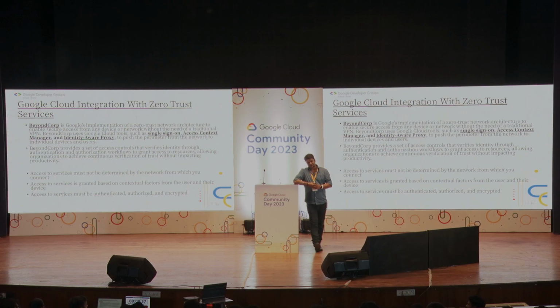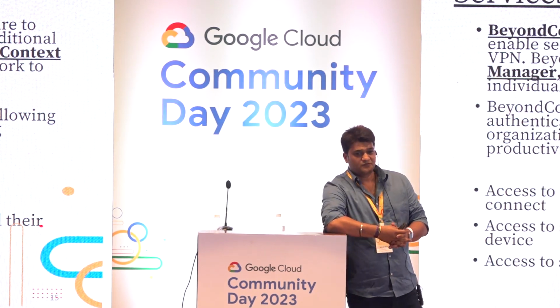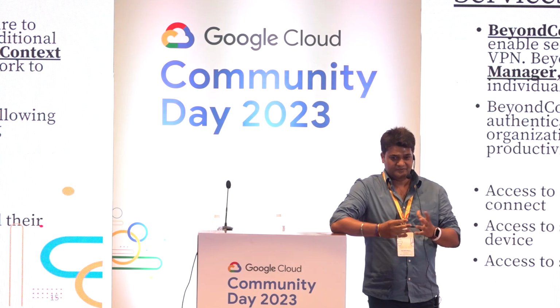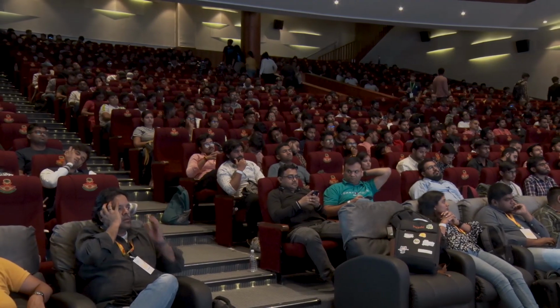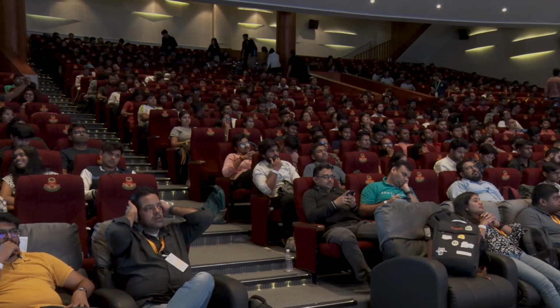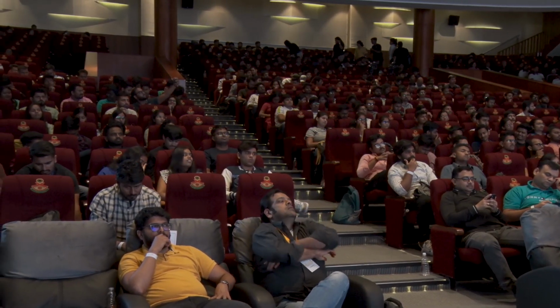BeyondCorp, if I remember correctly, was launched in 2011, when Google asked every employee to connect without the traditional VPN, so they could verify and analyze how to achieve this. Why is BeyondCorp important? They use inbuilt features such as single sign-on, Access Context Manager, and Identity-Aware Proxy. These are the main services and concepts used while implementing the zero trust approach within Google Cloud.